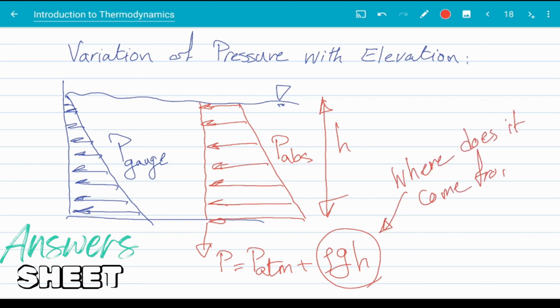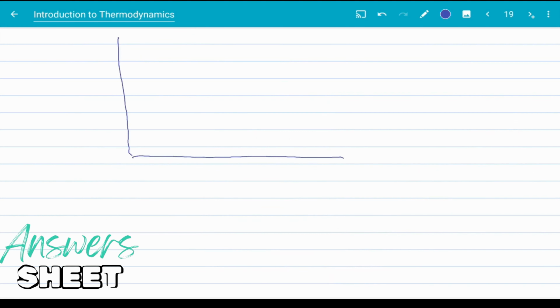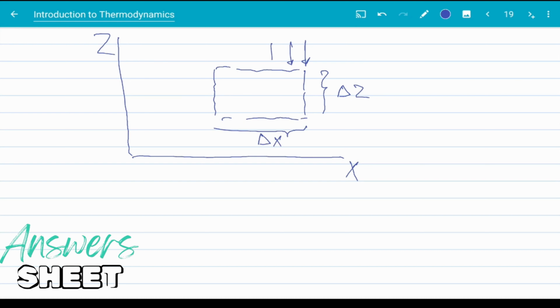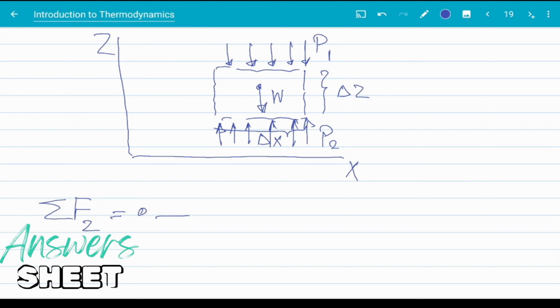But why? Now, in order to answer that, consider a coordinate system like this inside the fluid where z is along the gravitational direction, x is normal to it, and y is normal to the page. We're going to take a fluid element and draw a free body diagram for it. Our element is delta x wide, delta z high, and unit in depth or y direction. It has a unit depth. The fluid is stationary and motionless, so the sum of forces in z direction is 0.